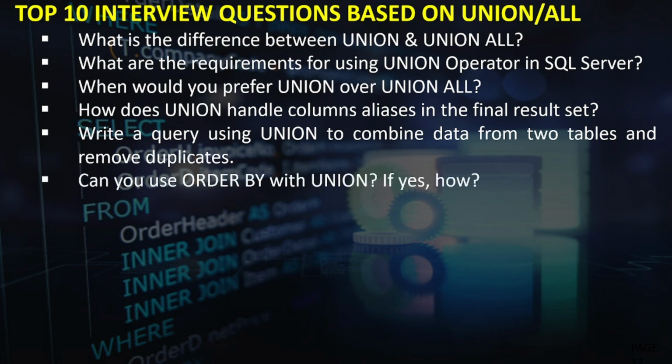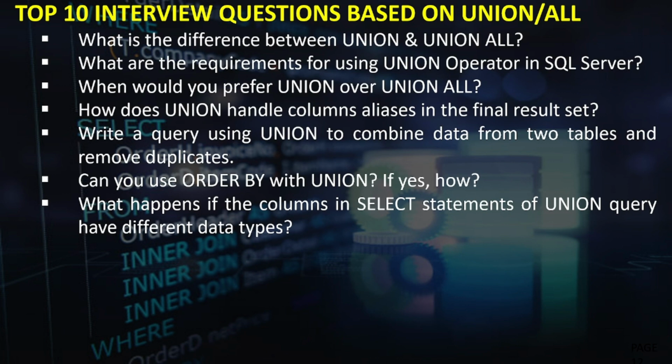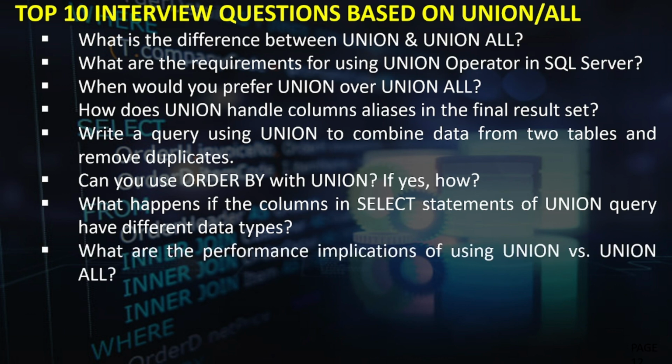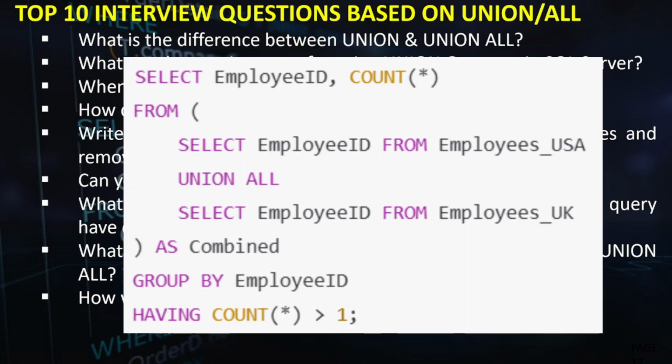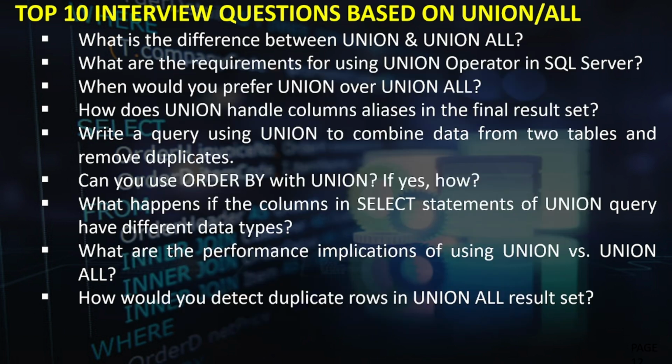Write a query combining data from 2 tables and removing duplicates, obviously union. Can you order by? Yes, at the end. What happens if the columns selected in the statement have different data types? This will give you an error. What are the performance implications of union versus union all? Obviously union all is faster because it doesn't have to discard duplicate records. How would you detect duplicate rows in union all? We can use a having clause with a count greater than 1. That way we can check the duplicate records.